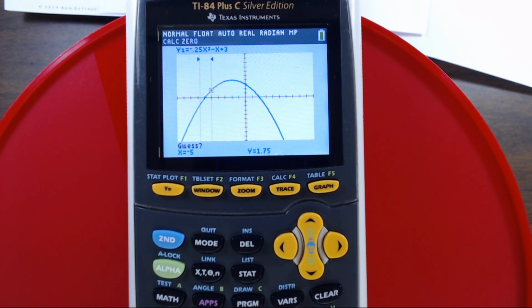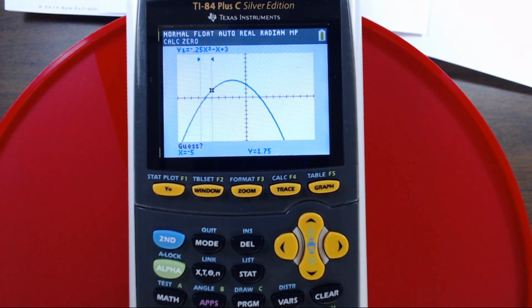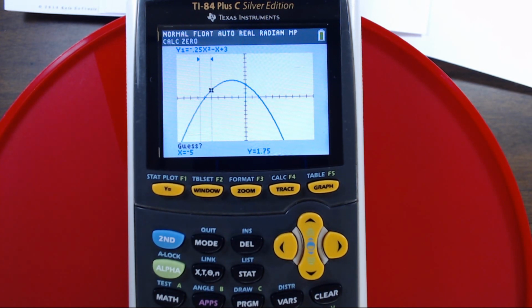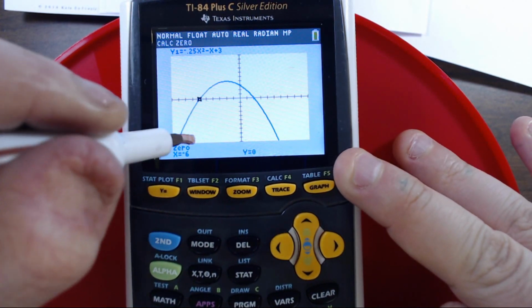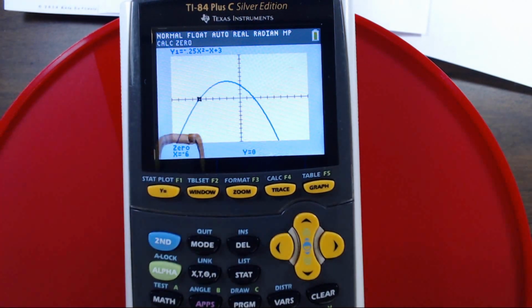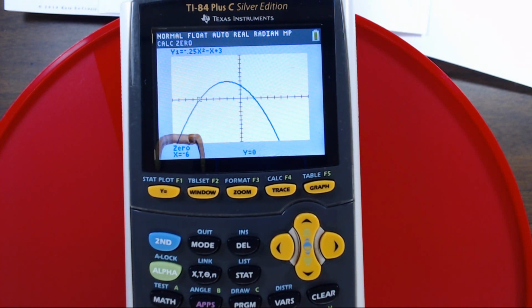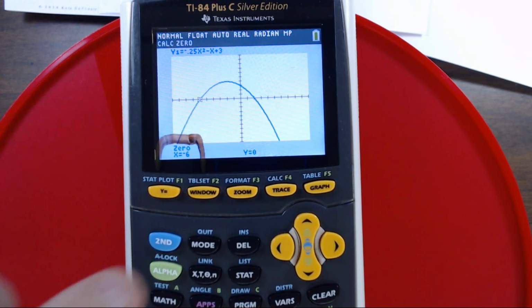Is anyone confused or lost? We all produced this on your calculators. Now it says guess. Just hit enter. And look what it gives you. Zero is -6. Well, that was only the first one. So now we have to do that whole process again.